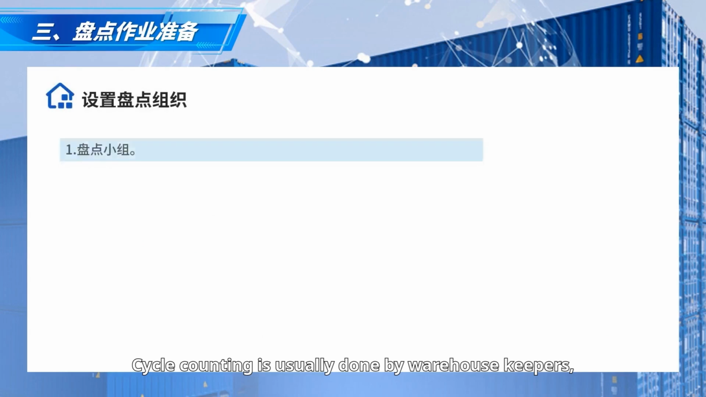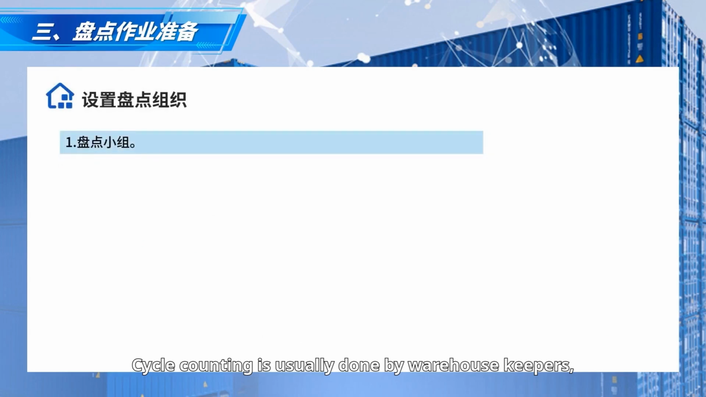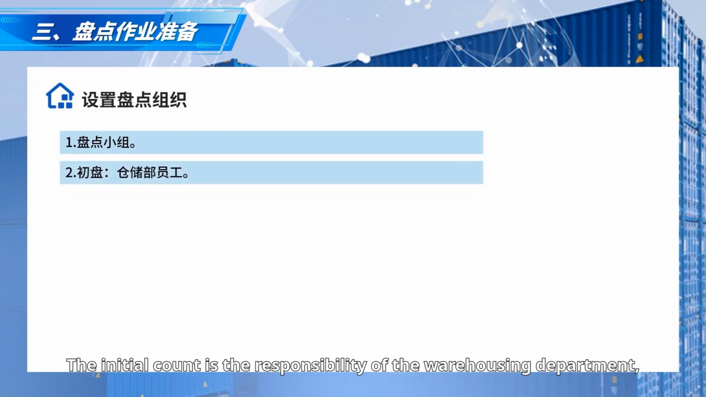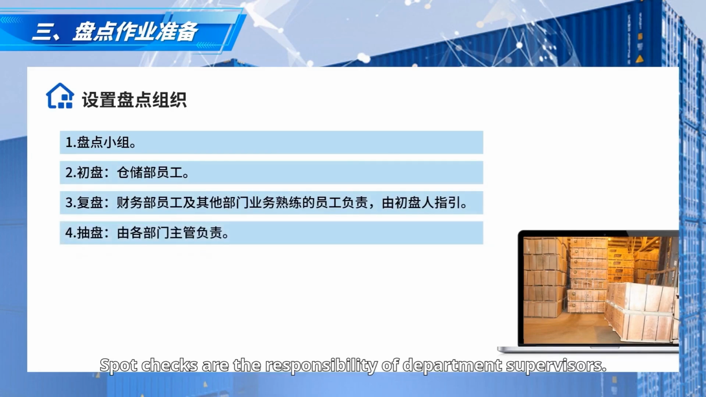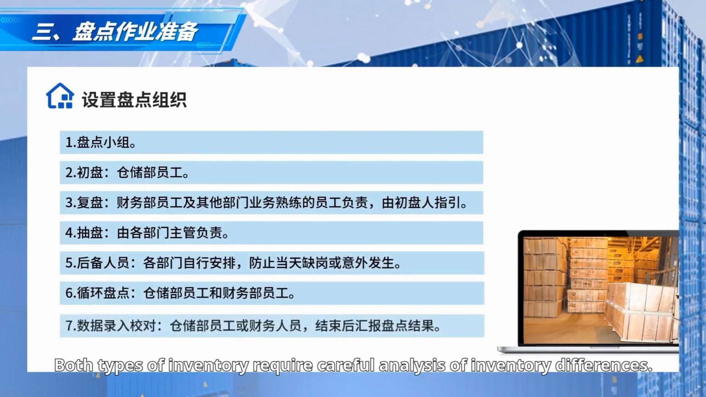Cycle counting is usually done by warehouse keepers, while the end-of-period inventory is more strict. An inventory team needs to be established. The initial count is the responsibility of the warehousing department, and the recount is the responsibility of finance or other department heads. Spot checks are the responsibility of department supervisors. Both types of inventory require careful analysis of inventory differences.